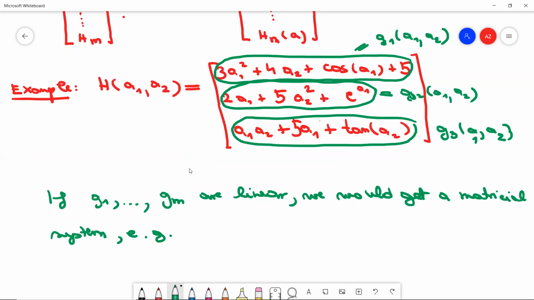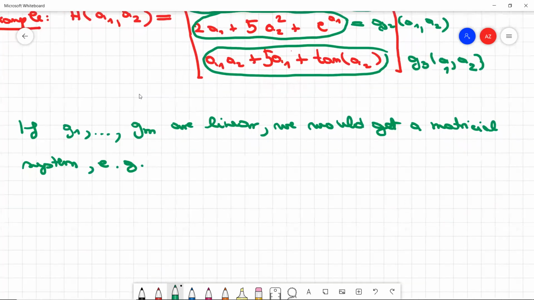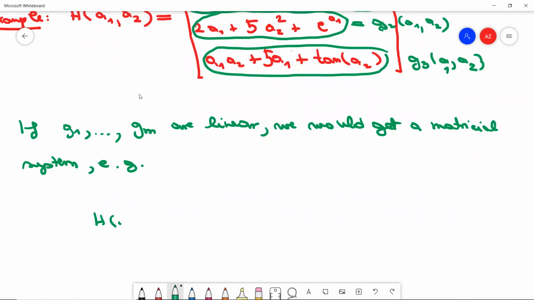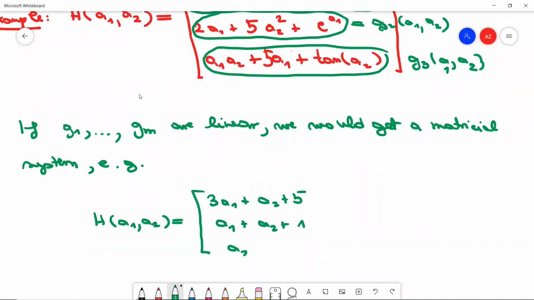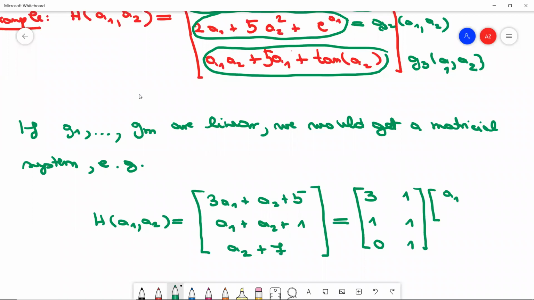For example, I will write one example. So let's say that H of A1, A2 is equal to, and here I will just write three linear equations. So 3A1 plus A2 plus 5, and then A1 plus A2 plus 1, and then A2 plus 7. This could be written in the matricial form. So 3, 1, and then 1, 1, and 0, 1. And the unknown would be A1, A2.